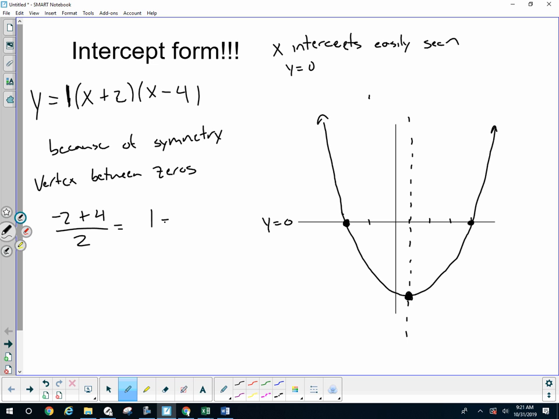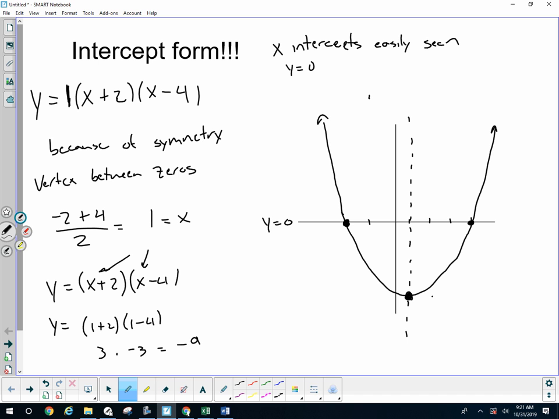If I know that my x coordinate of my vertex is 1, I can find my y coordinate of my vertex. Again, this is my equation, by plugging 1 in for x to find y. Three times -3 is -9. I know my vertex is 1, -9. Okay? Great.